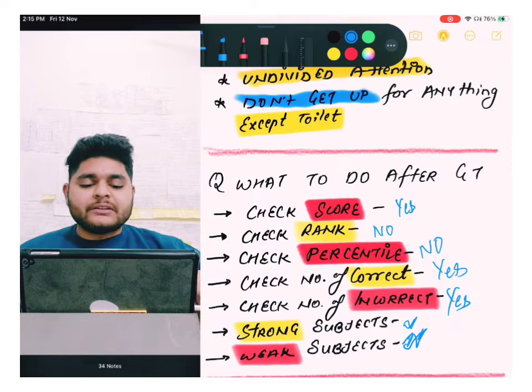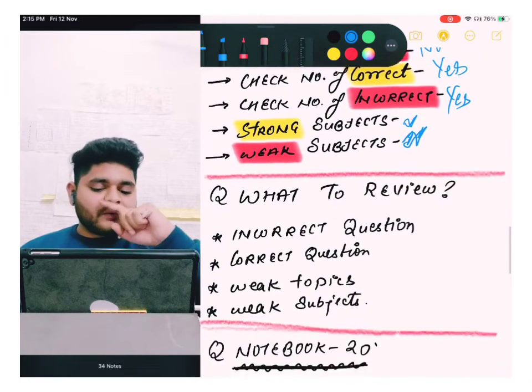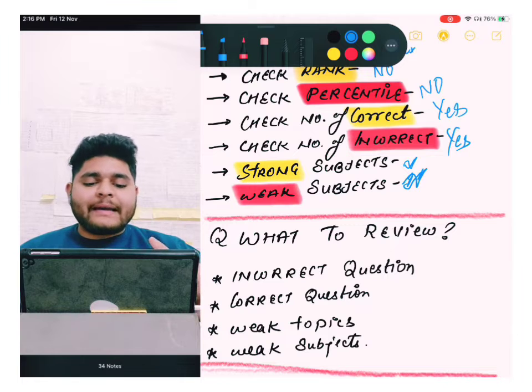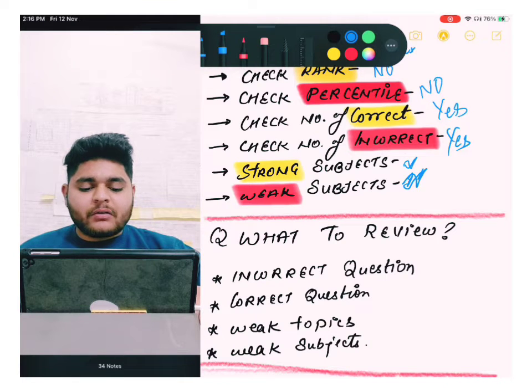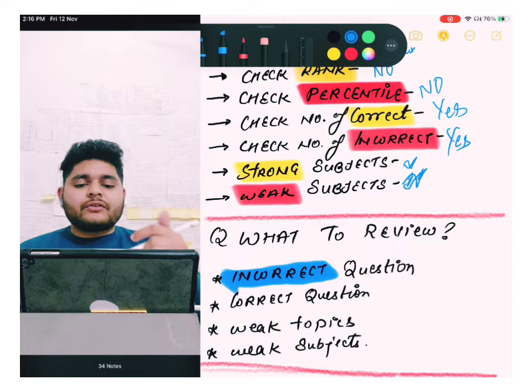What to do after GT? You should know your score, correct, incorrect, strong and weak things. Do not bother about rank or percentile. Okay, now how to do a review. Now what to do during the review.